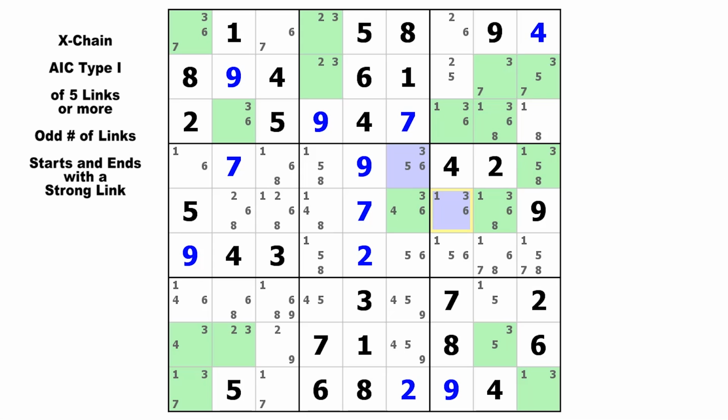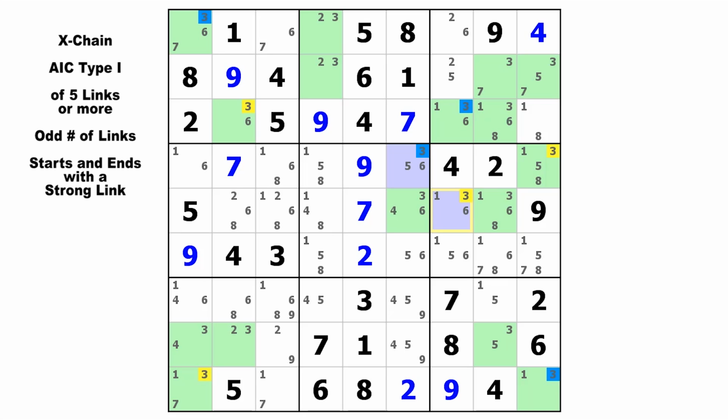So we're going to start on this conjugate pair in row 4, and we've got a strong link there, and then a weak link here, and then a strong link here, and then a weak link up to this 3, a strong link to that diagonal, and then a weak link over to this 3, and finally a strong link to that 3. So those blue colored cells are the endpoints of our chain, and any candidate 3 that can see both of those is going to be false.